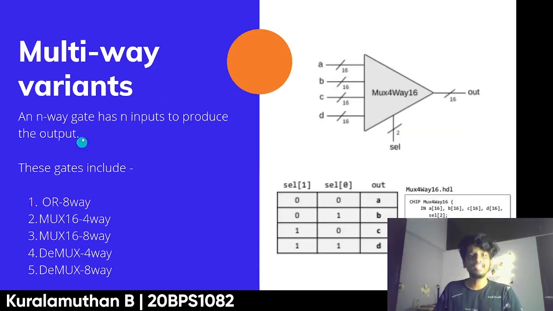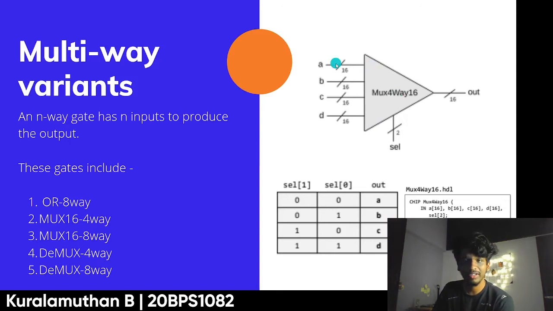So there are multi-way variants. Here we'll see an n-way gate has n inputs to produce the output. If we take a look at the multiplexer, we have a 4-way multiplexer. We saw the 2-way multiplexer when we demonstrated it in the hardware simulator, but here there is a 4-way multiplexer. What it means is there are 4 inputs, 4 data lines of 16 bits each.